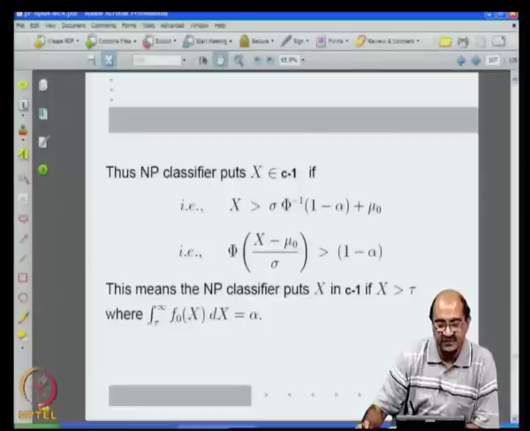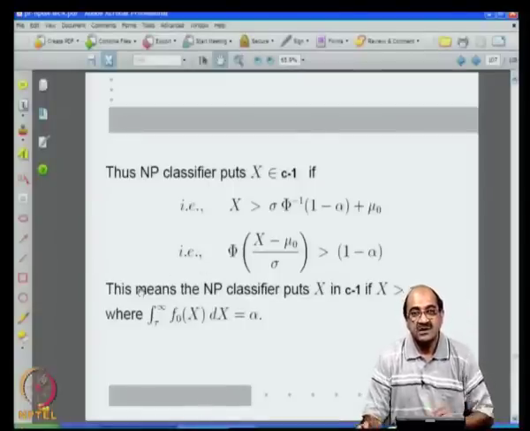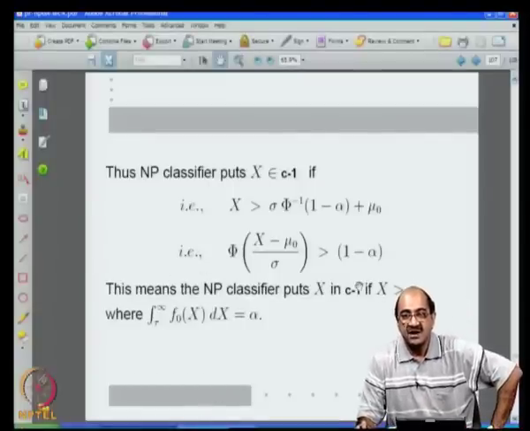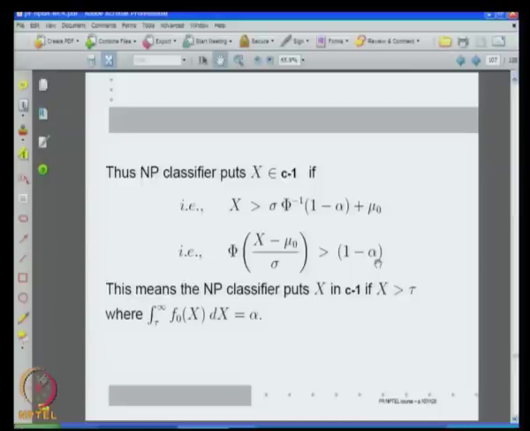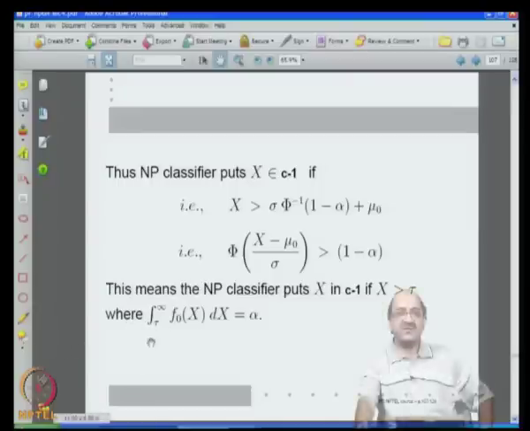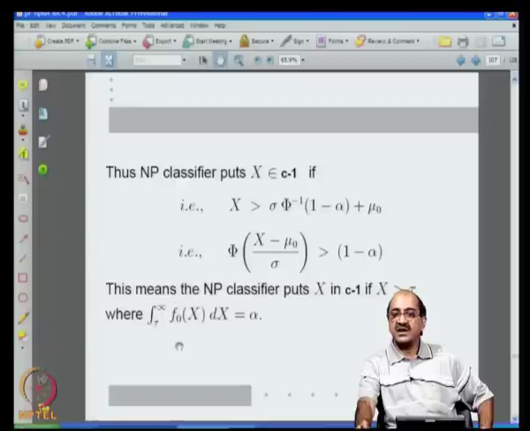So, the Neyman-Pearson classifier ultimately, that ratio being greater than k turns out to be same as x greater than tau, where tau is chosen so that the integral from tau to infinity of f0 x dx equals alpha. This is what we want, because when they are normal with equal variance, ultimately the classifier is a threshold, and type 1 error, because we are assuming mu 0 is less than mu 1, type 1 error is simply the integral from tau to infinity of the class 0 density function. Okay.